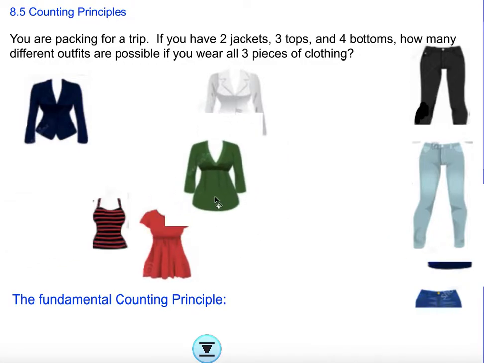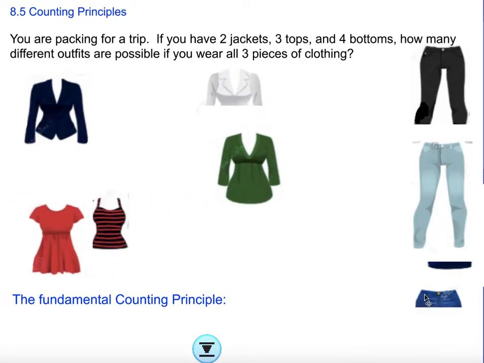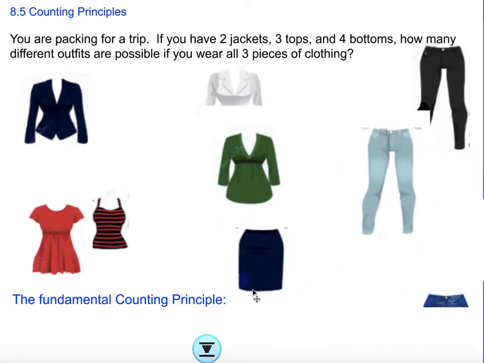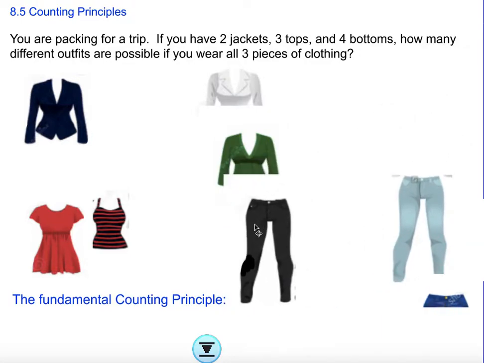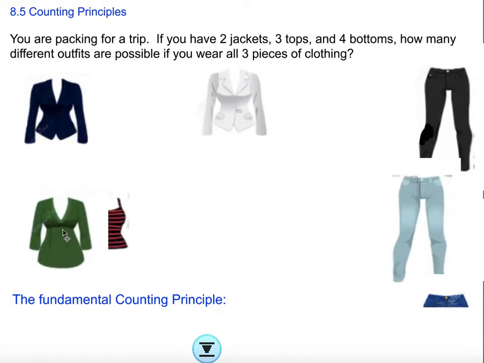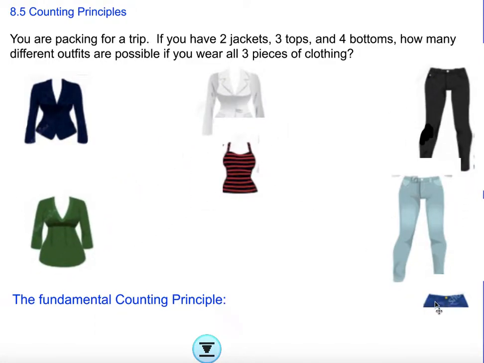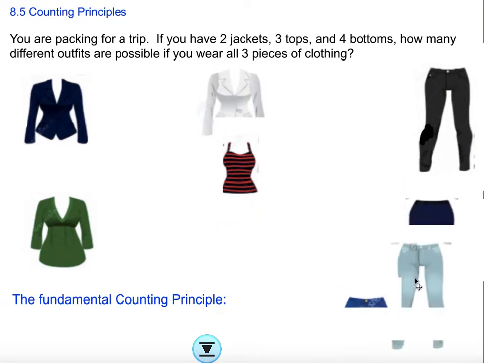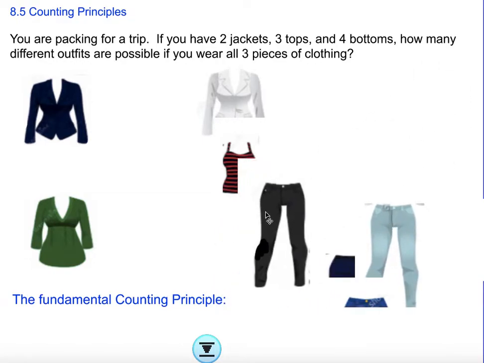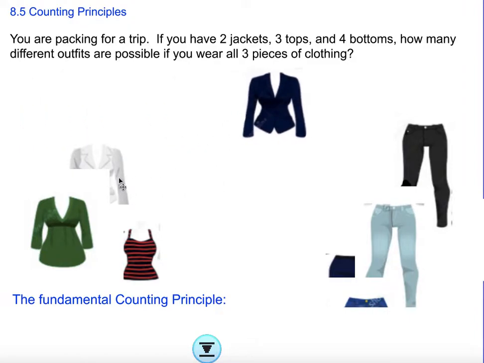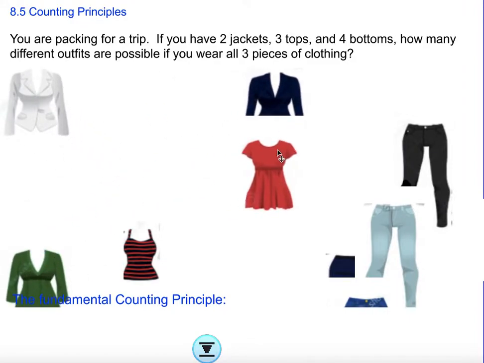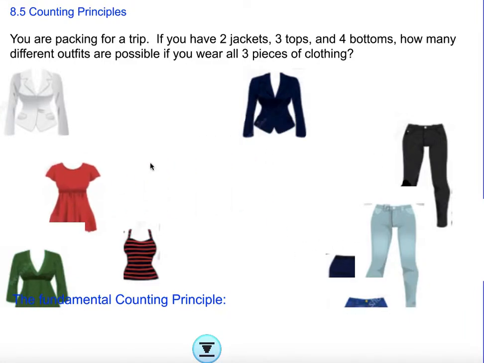Or I could switch shirts and do shorts for a fifth outfit, skirt for a sixth outfit, these pants for a seventh, these pants for an eighth. Or I can do the tank top. Here's a ninth outfit, 10th outfit, 11th outfit, 12th outfit. And then I can do the same thing with this jacket and match each shirt with each pair of pants. Okay, you get the idea?